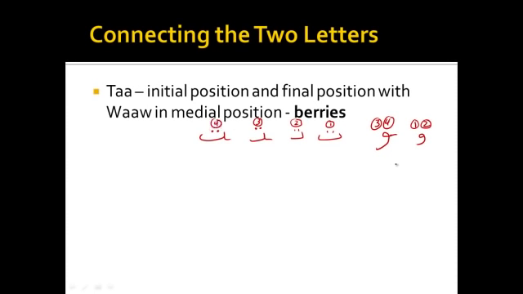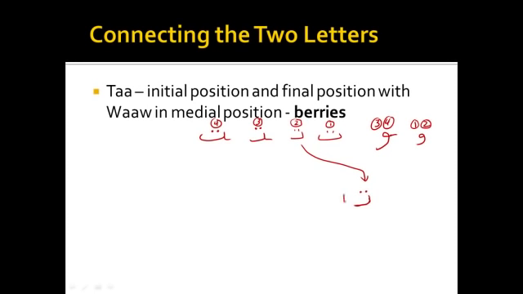Now, we want to write this word toot. Okay, so we hear the ta at the beginning. Okay, and because there's no letter previous to it, it's going to be number 2. So we're going to choose this one here, and we're going to say toot. Why did we choose the initial position? Because it's going to connect to a letter that comes after it.